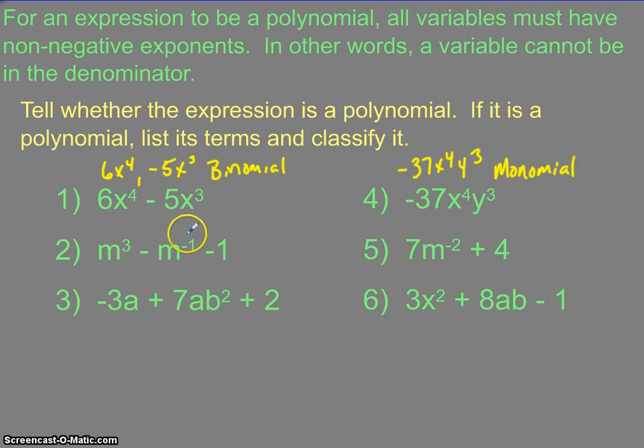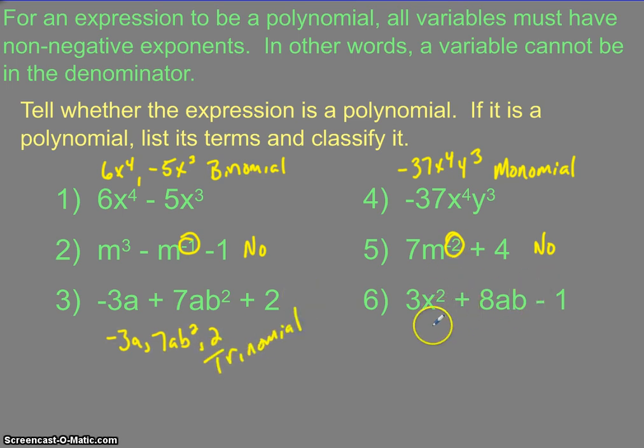Okay? Here, this has a negative exponent. I can't have that in a polynomial, so we would just write no, this is not a polynomial. Okay, here, this has a negative exponent, so we would write no. Now, I can have negative numbers, just not negative exponents, okay? This is not a polynomial. Well, this is, I don't have any problems with exponents here, and the three terms here are 3a, 7ab^2, and 2. And we would call this a trinomial because it has three terms.